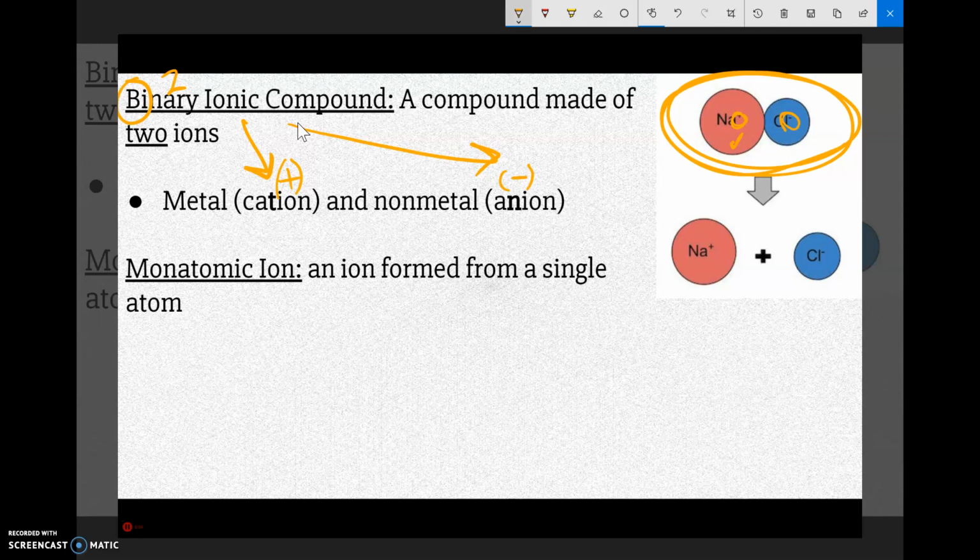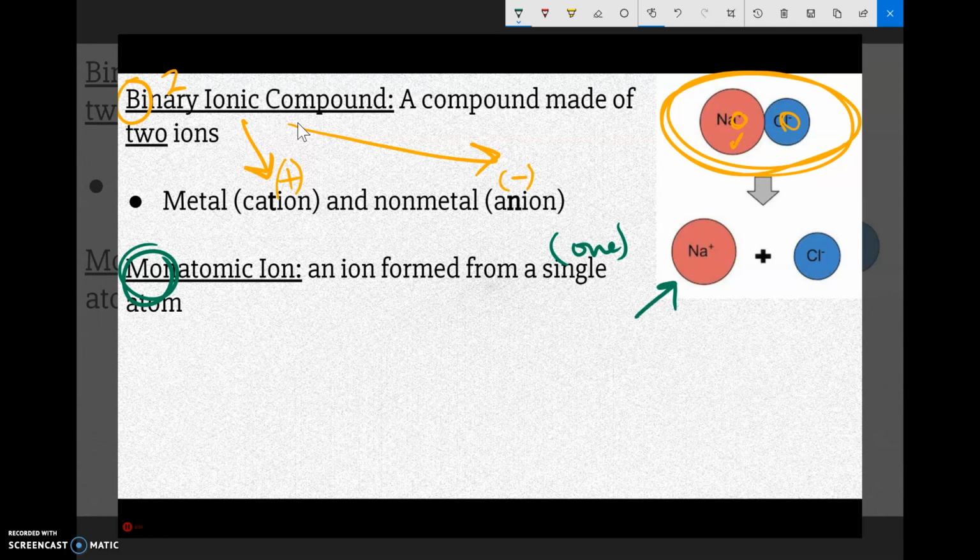Okay, the second part that I want you to look at here is called a monatomic ion. So the prefix mono means 1. Okay. So right here, it's an ion. Again, an ion is an atom with a charge that is formed from one or a single atom.